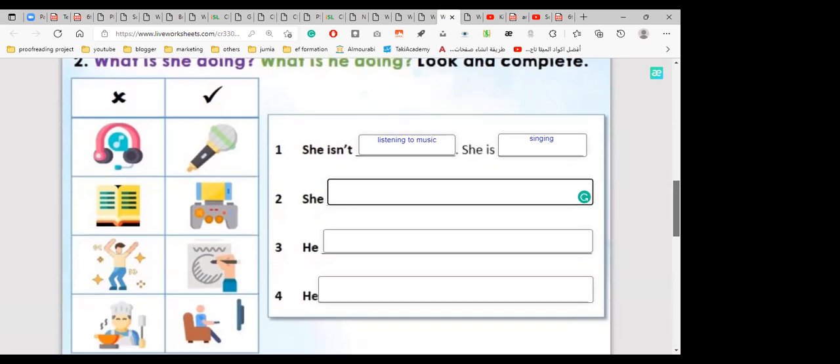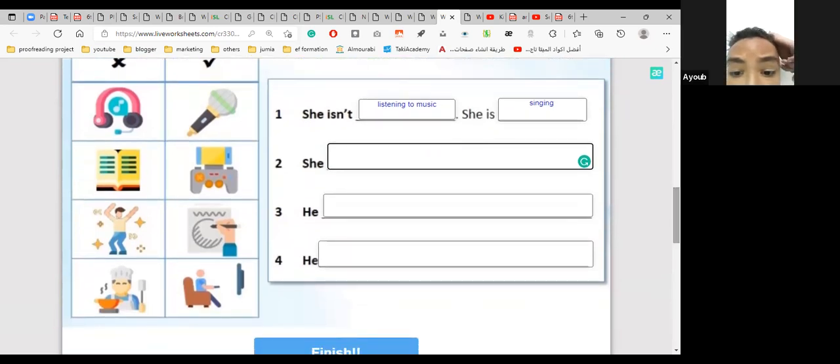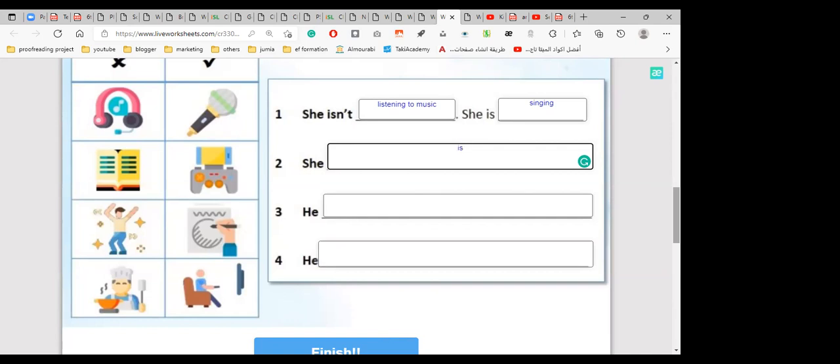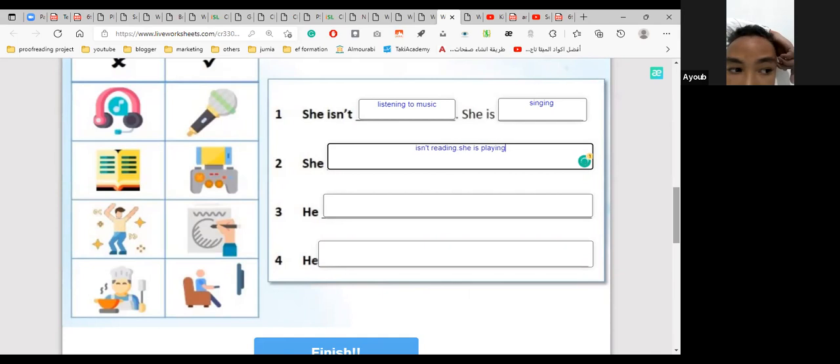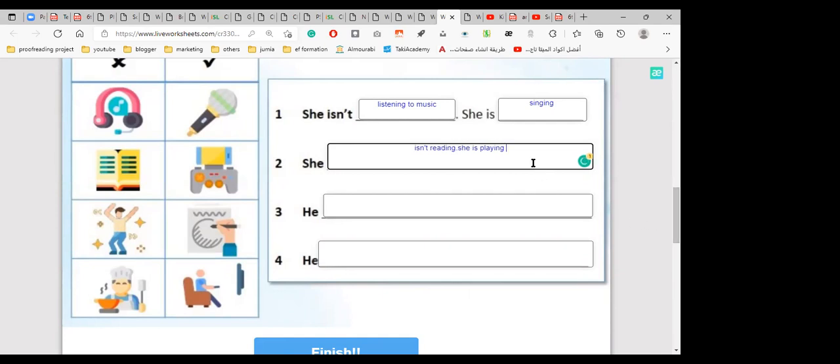Okay, here. Number two. She isn't reading. Yes, very good. She isn't reading. She's playing. She is playing video games. Okay, playing video games or playing computer games. Yes, computer games or video games. Here, we say video games.